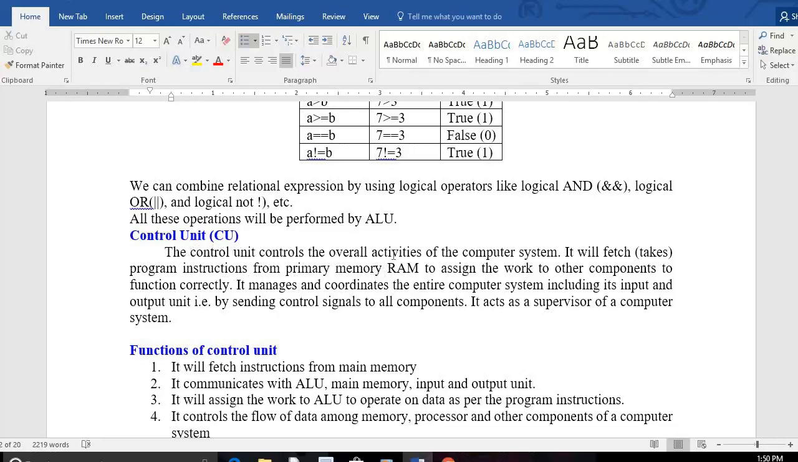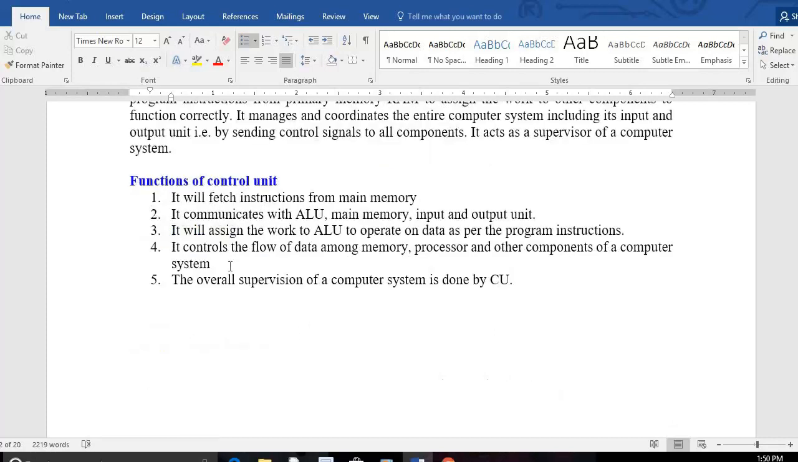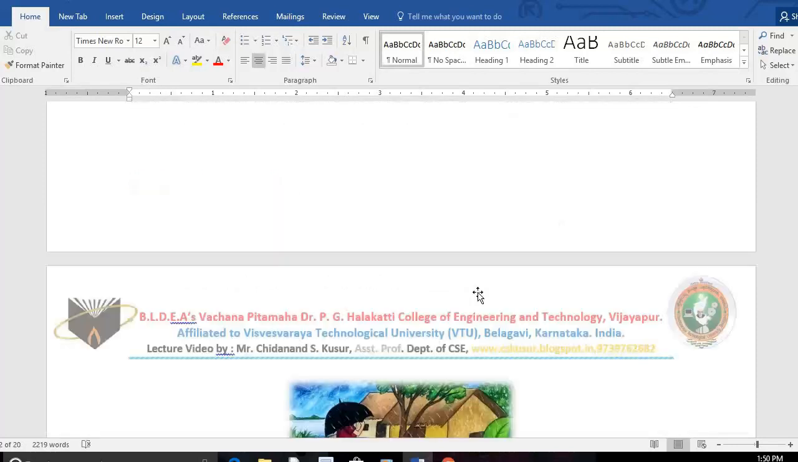The control unit controls the overall activities of the computer system. It acts as the supervisor of a computer system. What are the functions of the control unit? The control unit will understand the program and assign the work accordingly. It will fetch the instructions from main memory. It communicates with the ALU, main memory and all other units. It will assign the work to the ALU to operate on data as per the program instructions. It controls the flow of data among memory, processor and other components of a computer system. The overall supervision of a computer system will be done by the control unit.